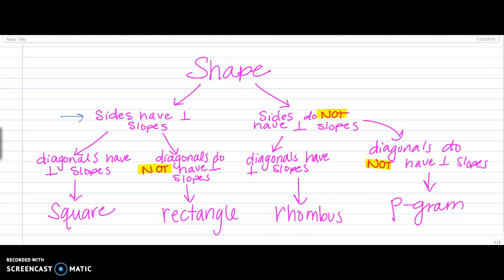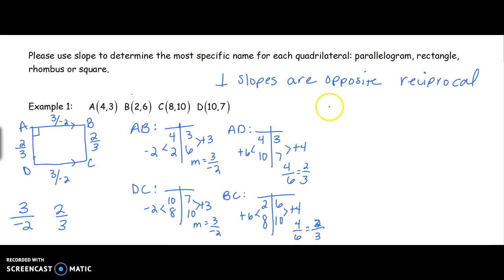Okay, so let's go back to our problem. In order to figure out if this is a square or a rectangle, we have to see what our diagonals do. The two diagonals in this shape are AC and BD.